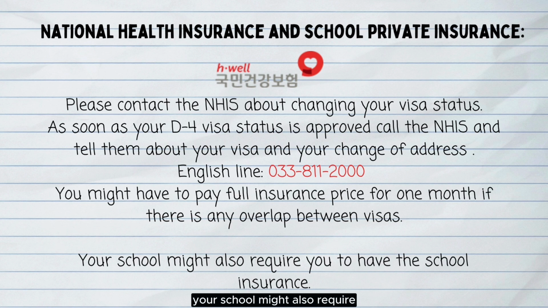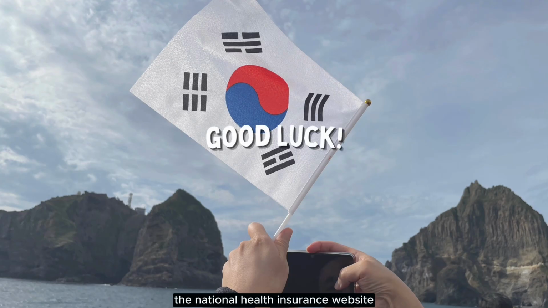Your school might also require you to have the school's private insurance too. This insurance is around 60,000 won for 6 months, and this is a reimbursement insurance, meaning that if you pay for your doctor's visits or treatment first, then they reimburse you later after you upload the necessary medical documents and receipts for your visit. Having both insurances is great. You can use your national health insurance and the private health insurance at the same time. Just be aware that they are different and be in contact with the national health insurance regarding your visa status. You can also check your account on the national health insurance website.